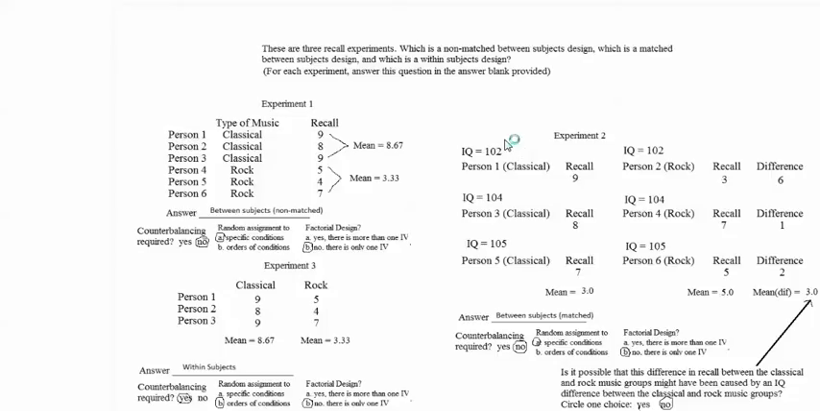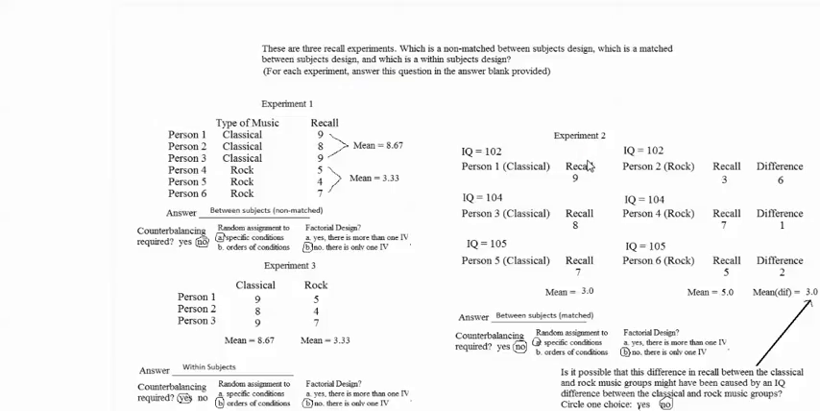And also, before we assigned each person to the classical group or the rock group, we formed these matched pairs. We grouped these 2 people together who both had an IQ of 102. We grouped these 2 people who had an IQ of 104. And we grouped these 2 people who had an IQ of 105.